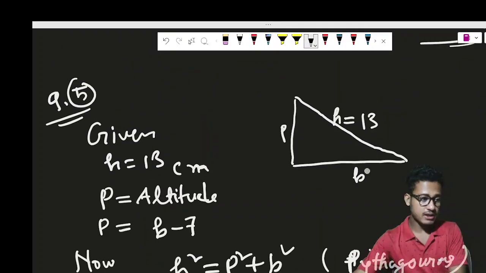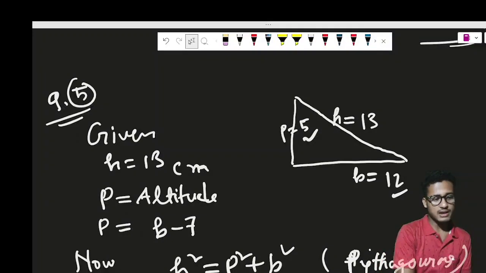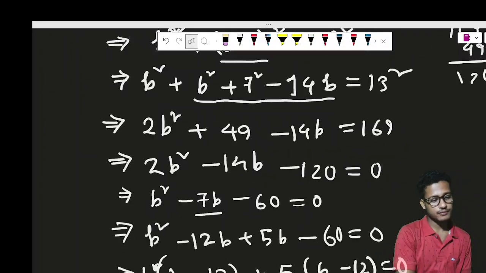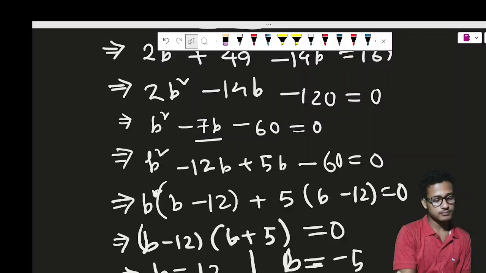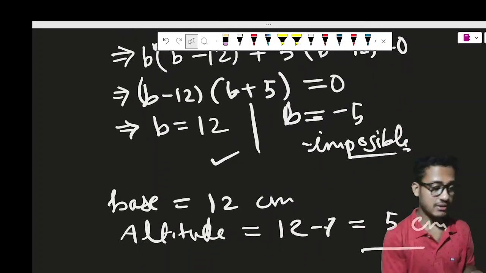This was the problem. Here, the hypotenuse was 13, and we have obtained 12 and 5. So this and this we had to obtain, and we have calculated them. So this is the question we had to do.